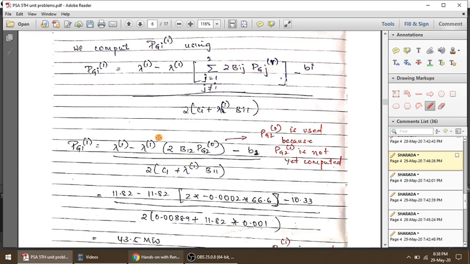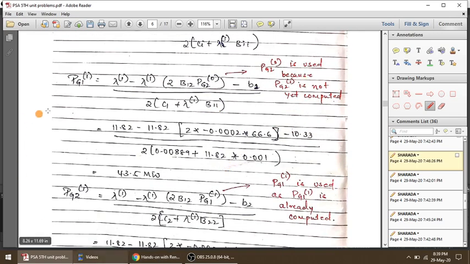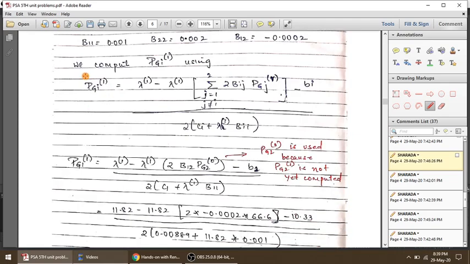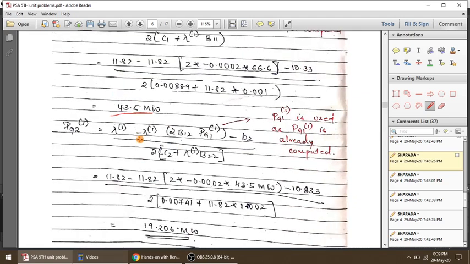So this is what I get here, minus b1 divided by 2c1 plus lambda of 1 b11. When I substitute all the necessary values, this is the pg1 of 1 I get. Next, pg2 of 1. Here in this expression, I'll substitute i equal to 2. When I simplify, I get lambda 1 minus lambda 1 into 2b12 pg1 of 1 minus b2 divided by 2c2 plus lambda 1 b22.